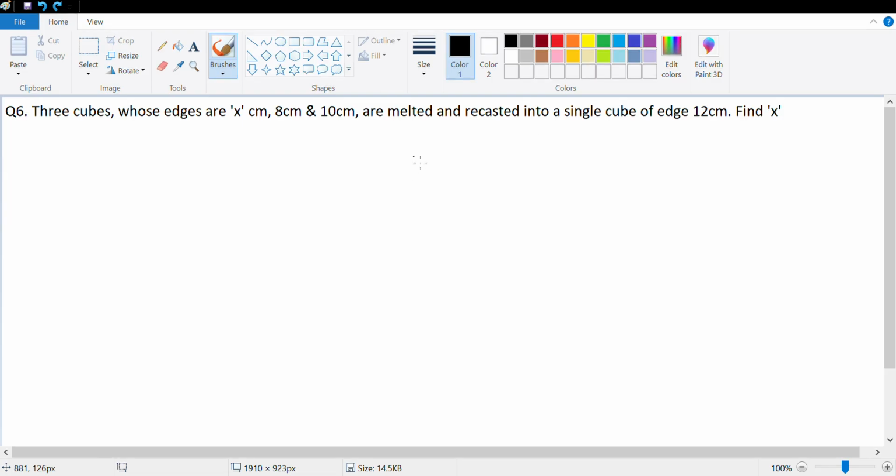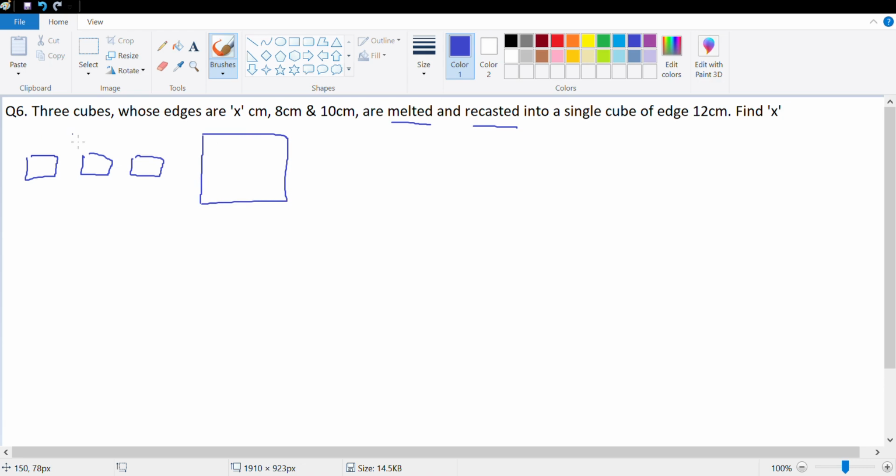Hi guys, let's look at the next question. The next question that we do is question number 6. It says three cubes whose edges are x centimeter, 8 centimeter and 10 centimeter are melted and recast into a single cube. So there were smaller cubes. I am drawing a two-dimensional figure. These are smaller cubes and then they are melted and formed into a bigger cube.